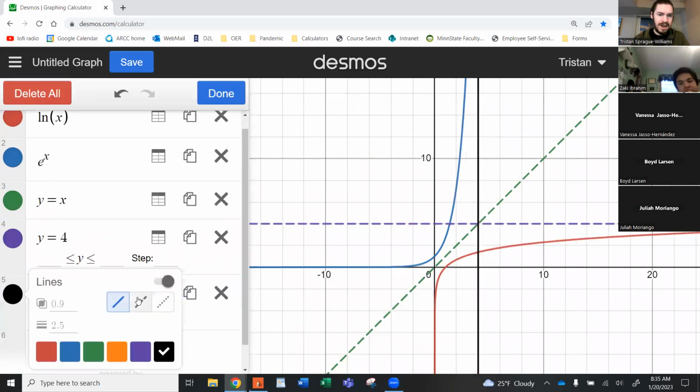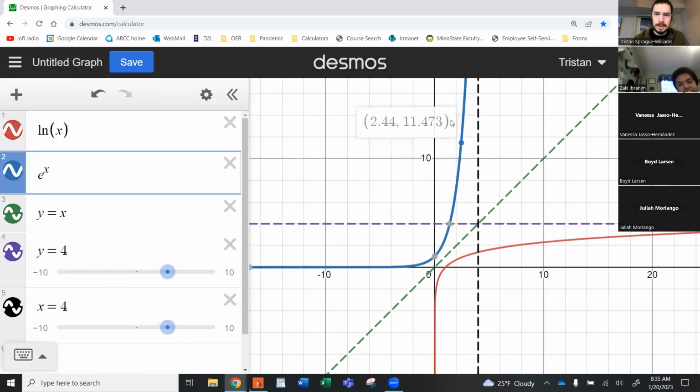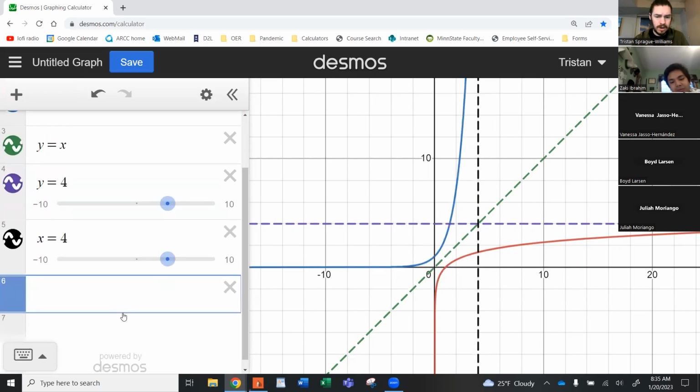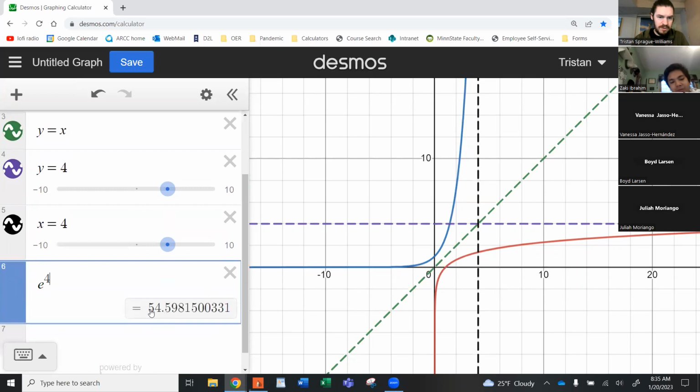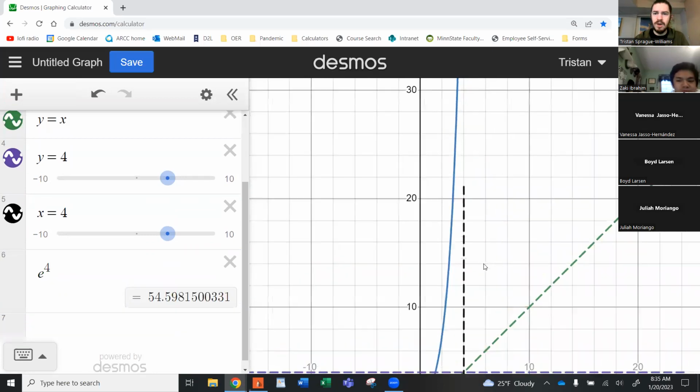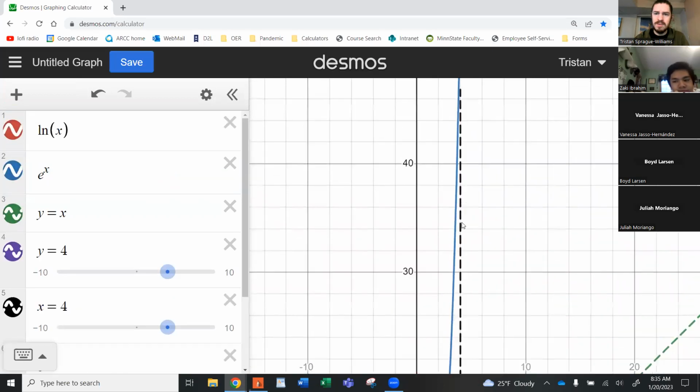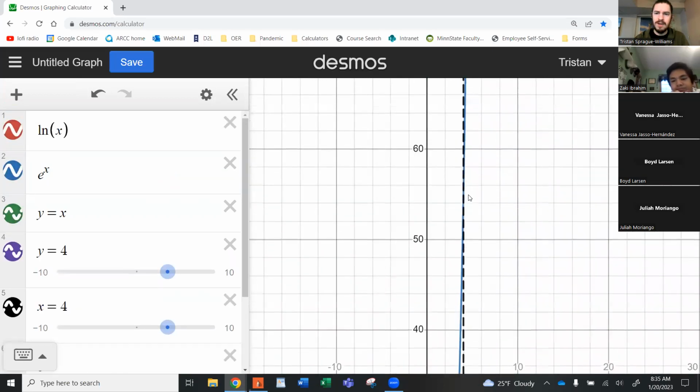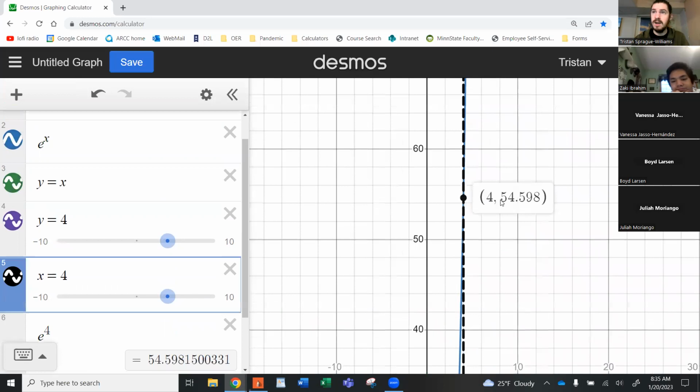But does the e to the x graph have a vertical asymptote? No. I mean, you can plug in e to the power 1, e to the power 2, e to the power 3, e to the power 4. E to the power 4 equals 54.6 approximately, right? So this isn't a vertical asymptote. It's just a point on the graph up here at 54.6. It's a point right there, right? There is no vertical asymptote on e to the x.